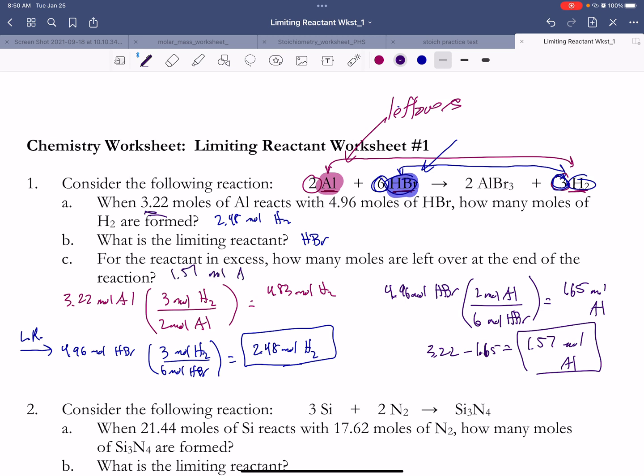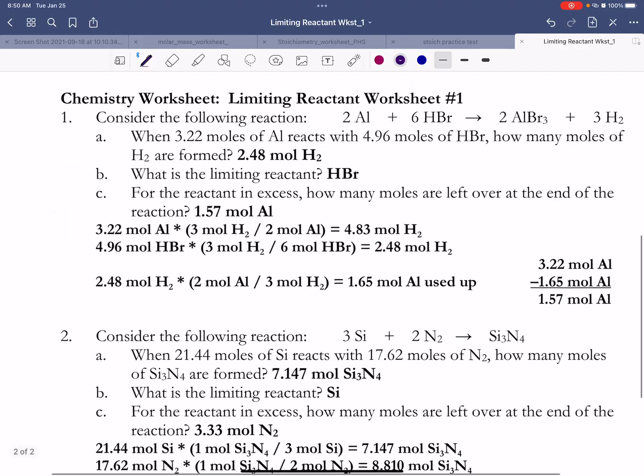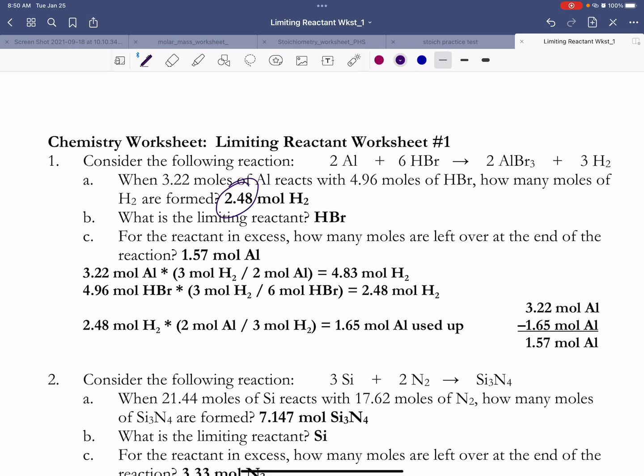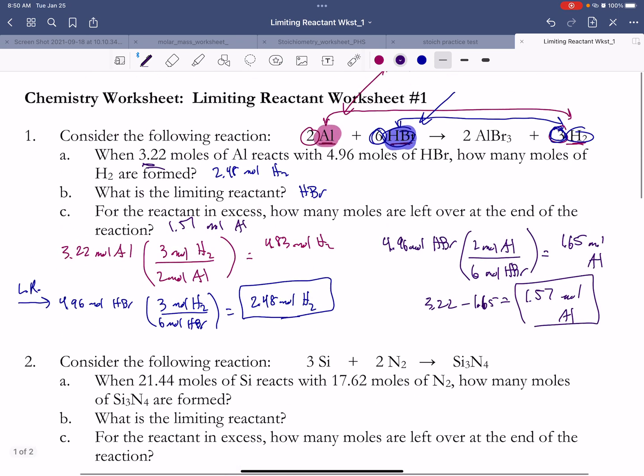1.57 moles of aluminum. So now let's just double check our answers. We can even just go down to here. This was number 1. 2.48 HBr 1.57. So we had 2.48 HBr 1.57. We're good. And again, that's how you do these.